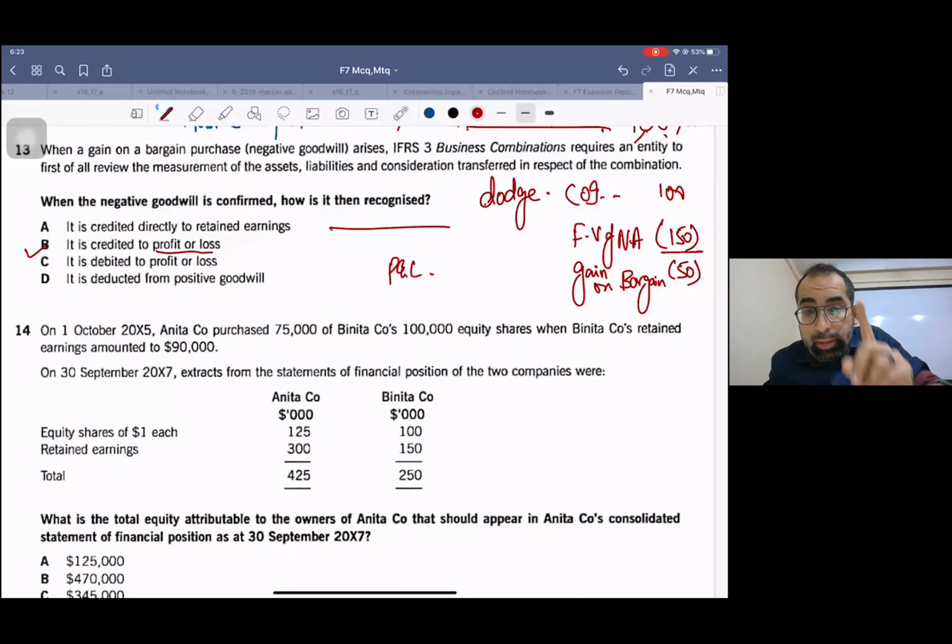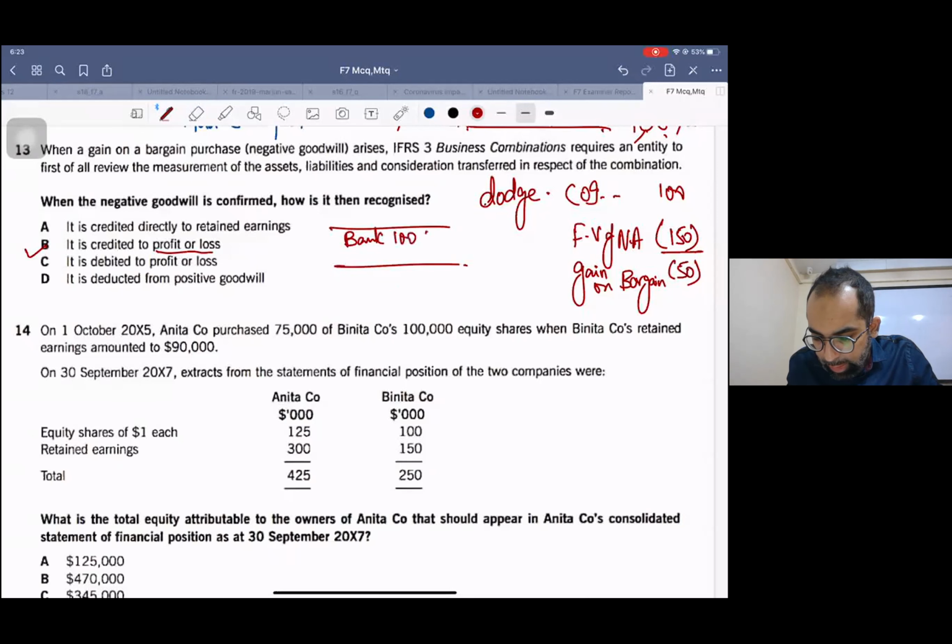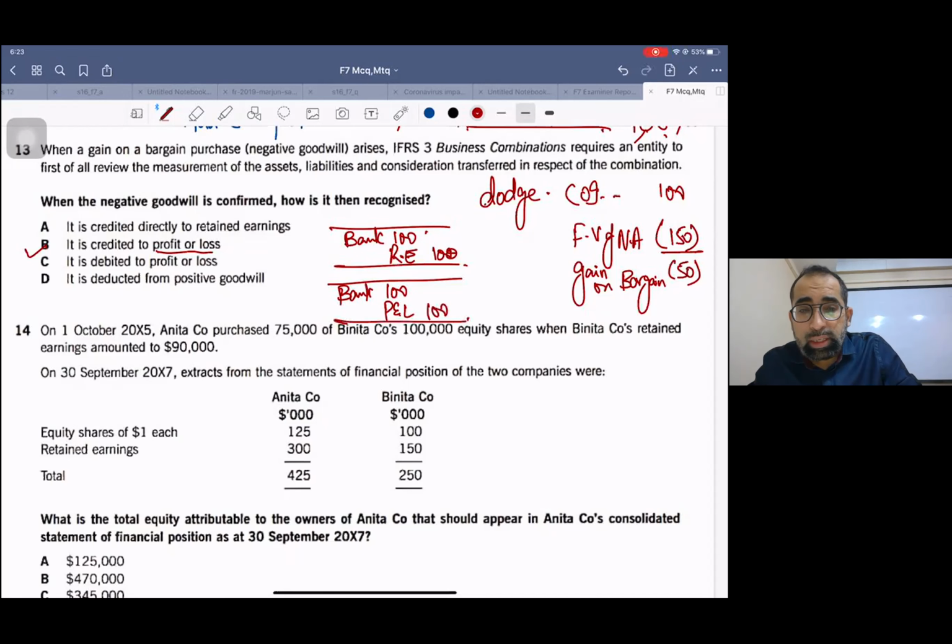No, not at all. Listen to me. There is a big catch. Let me teach you one conceptual thing, apart from this topic. If you make bank debit 100 and retained earnings credit 100 as the first entry, and the second entry, bank debit 100 and P&L credit 100, those who say these two entries are the same should not sit the FR paper. Sorry. There is a big difference.